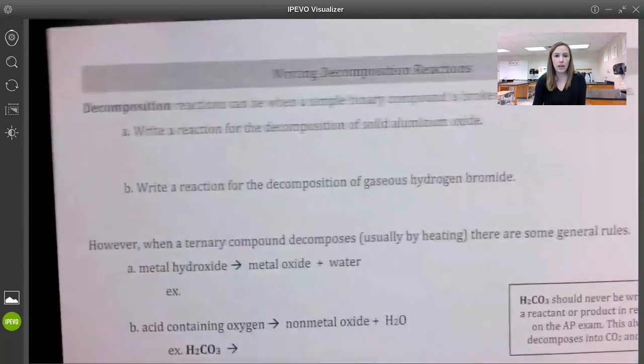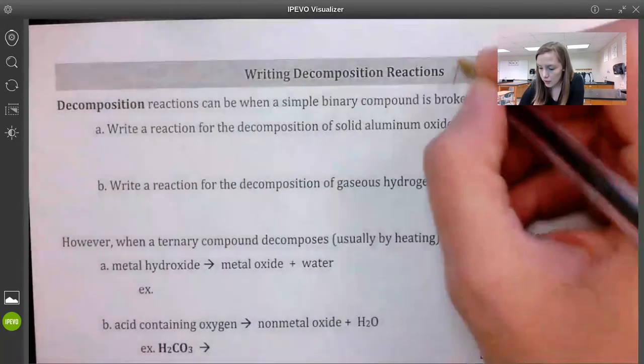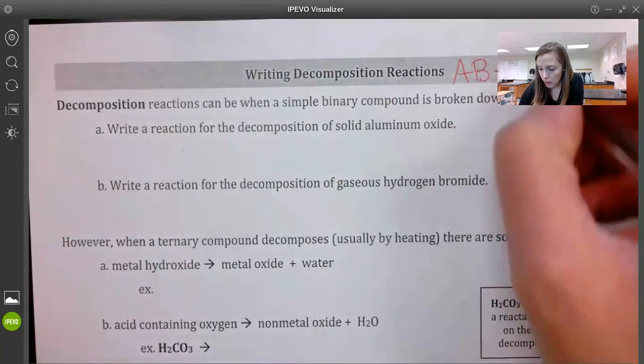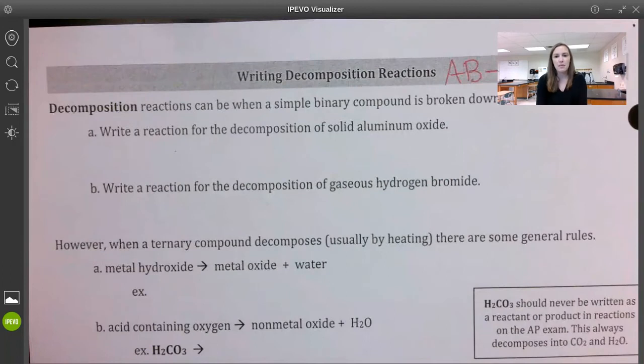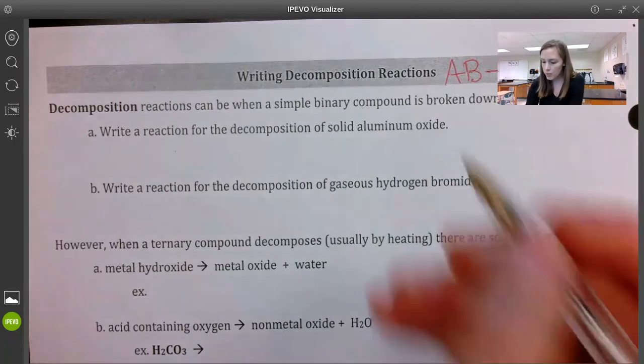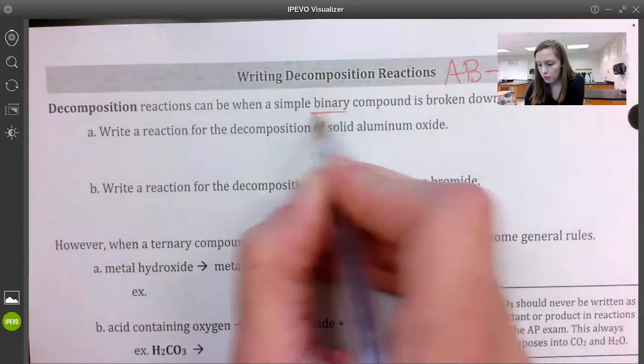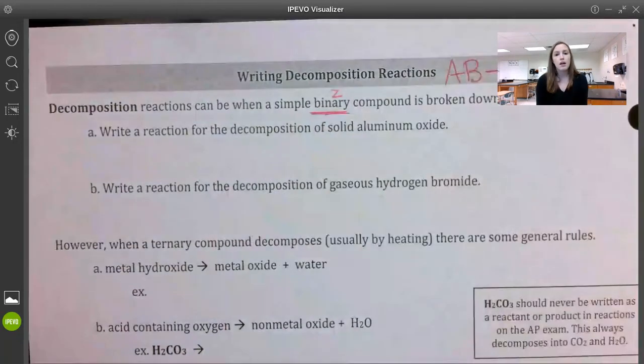All right, our last part is going to be our decomposition reaction, and this is going to be breaking this apart. So we have our AB compound, and it's just breaking apart into its elements. So this is basically just the reverse process of synthesis. In this first part, we're just going to deal with those binary compounds. Remember, binary just means 2 elements, and it's just going to break down into its original elements.